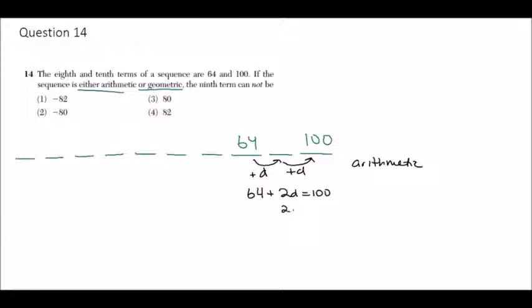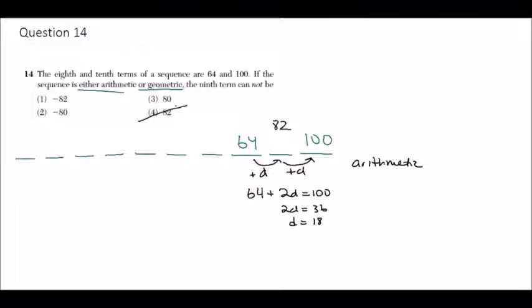Subtract the 64, 2d is 36, and then divide by 2, and d is 18. So if we add 18 now, we would get 82 here. So we definitely know that it can be 82.